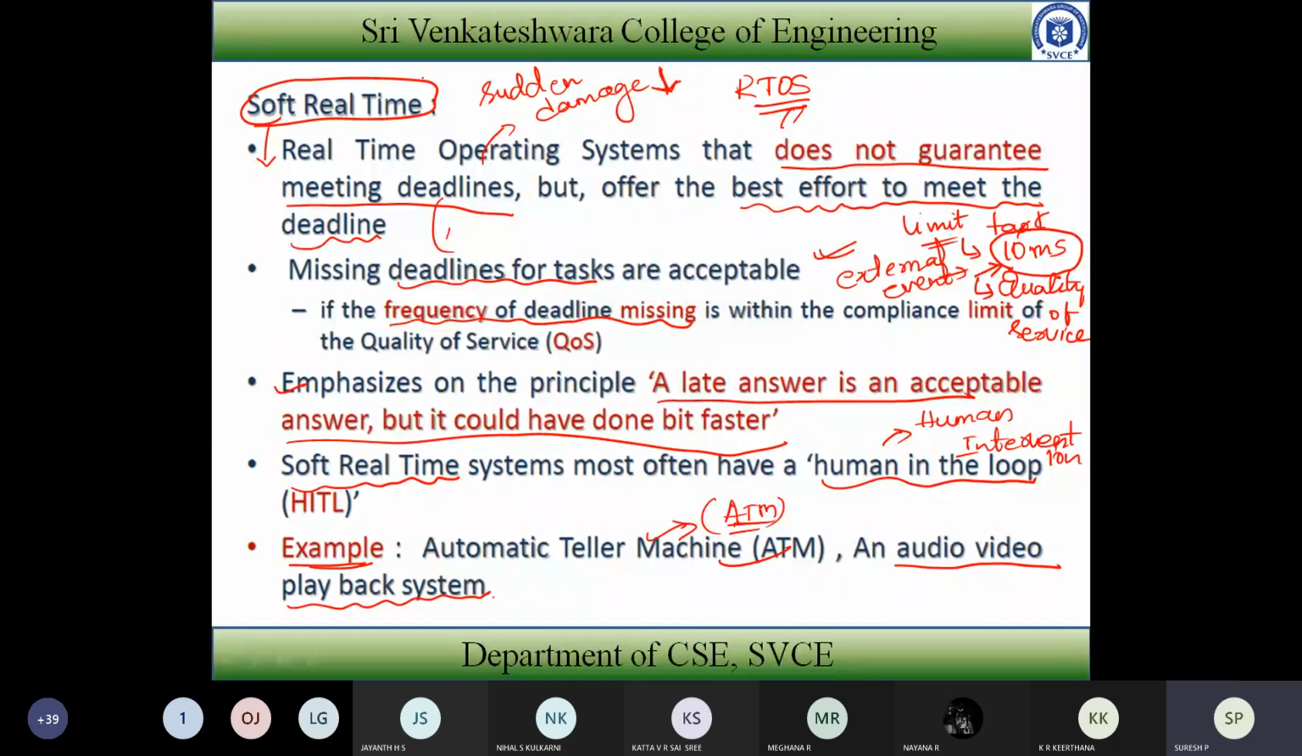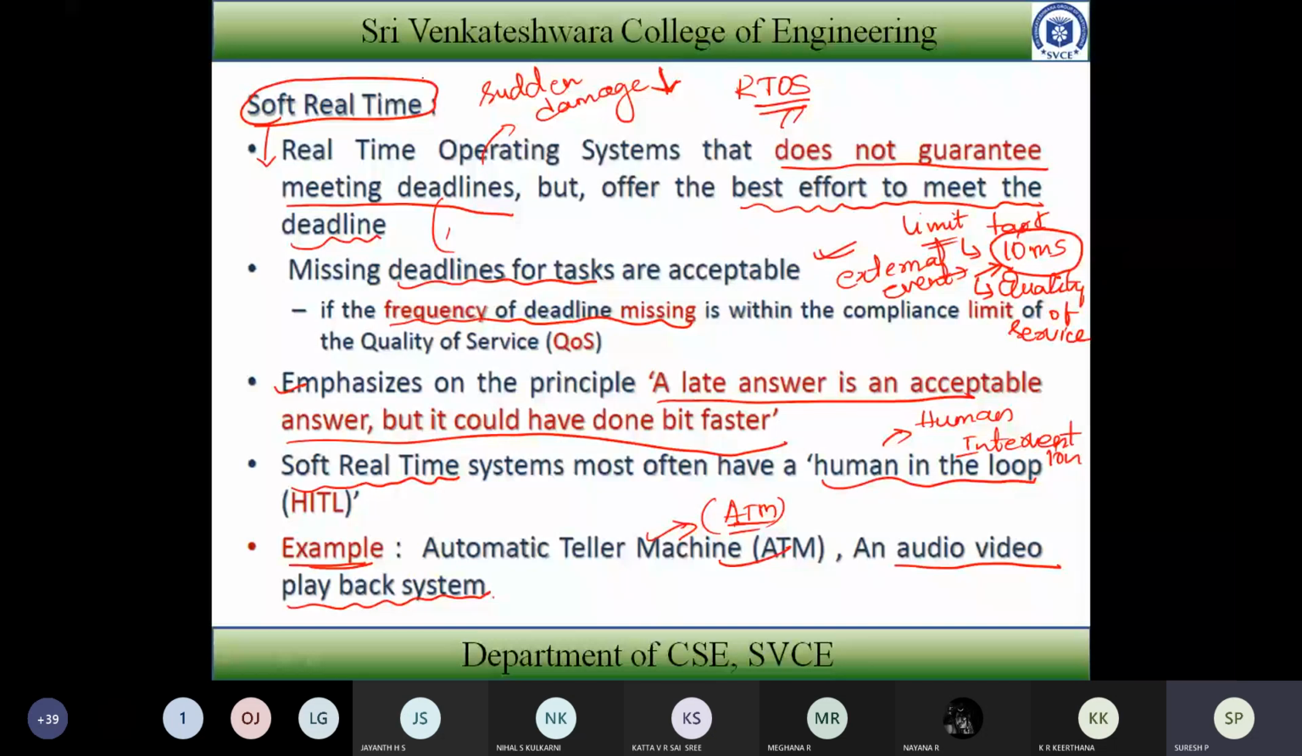Similarly, with an automated teller machine, if the machine gives your money a little bit late, you can wait for it. No harmful damage is going to happen. If the ATM is not dispatching the amount at all, then it's a problem. But if it takes a little more time to dispatch the money, no harm is going to happen. That's the difference between a hard real-time system and a soft real-time system.